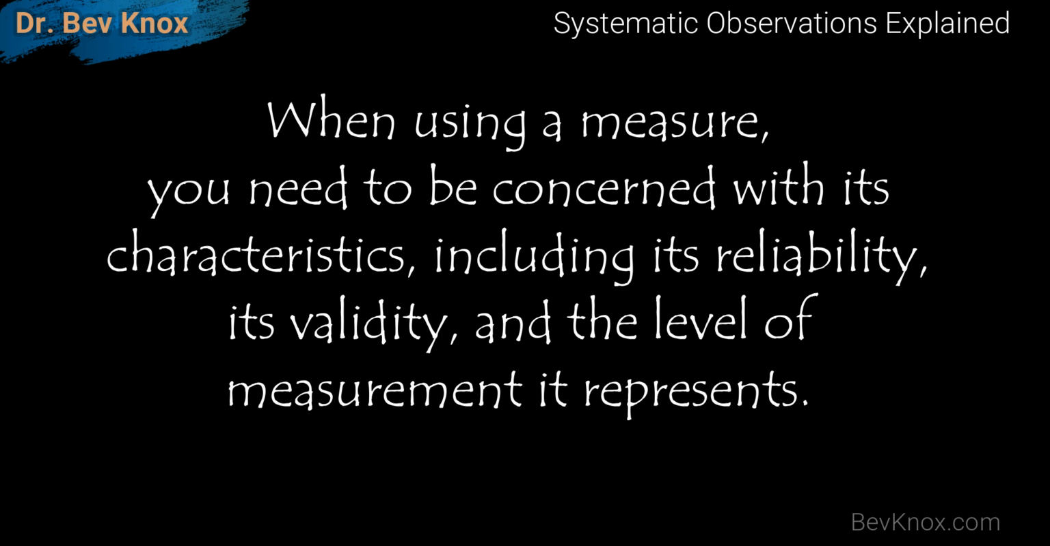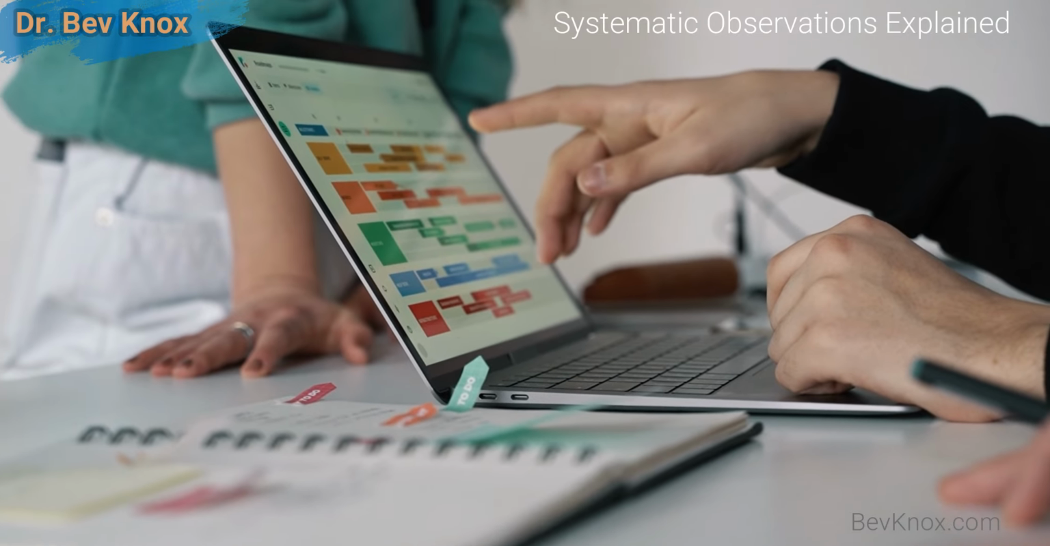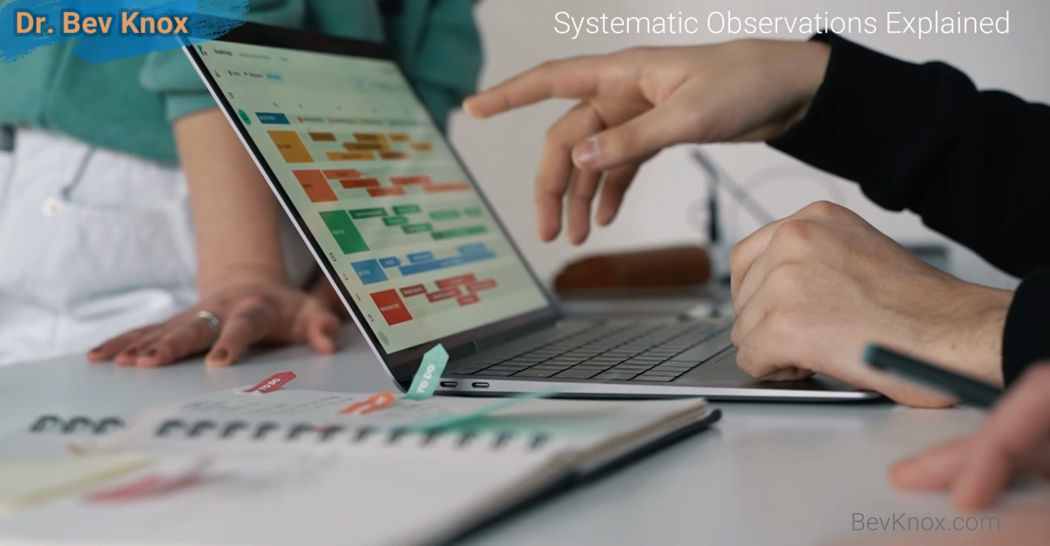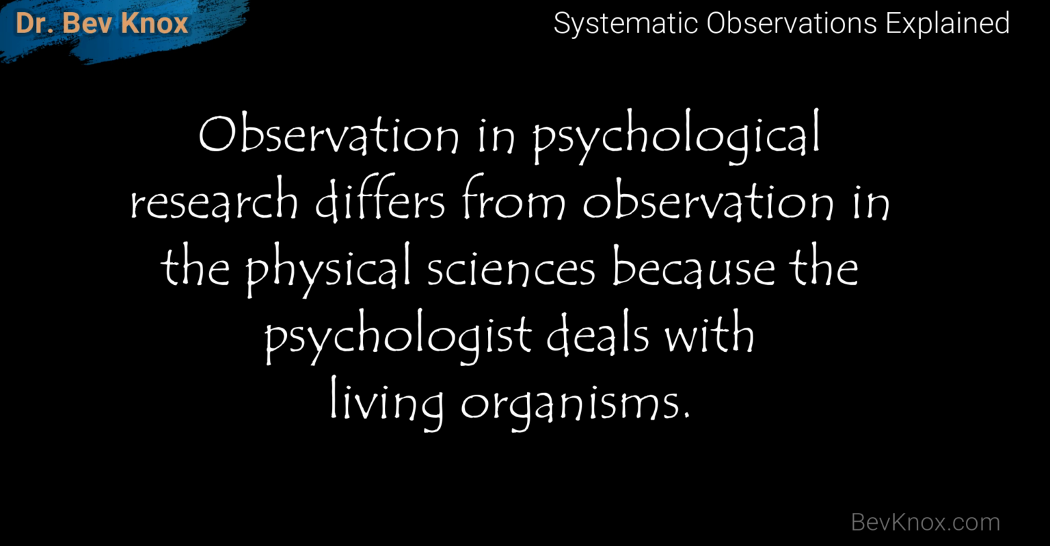So, when using a measure, you need to be concerned with its characteristics, including its reliability, its validity, and the level of measurement it represents. A measure is reliable to the extent that repeated measurements of the same quality yield similar values. Observation in psychological research differs from observation in the physical sciences because the psychologist deals with living organisms.